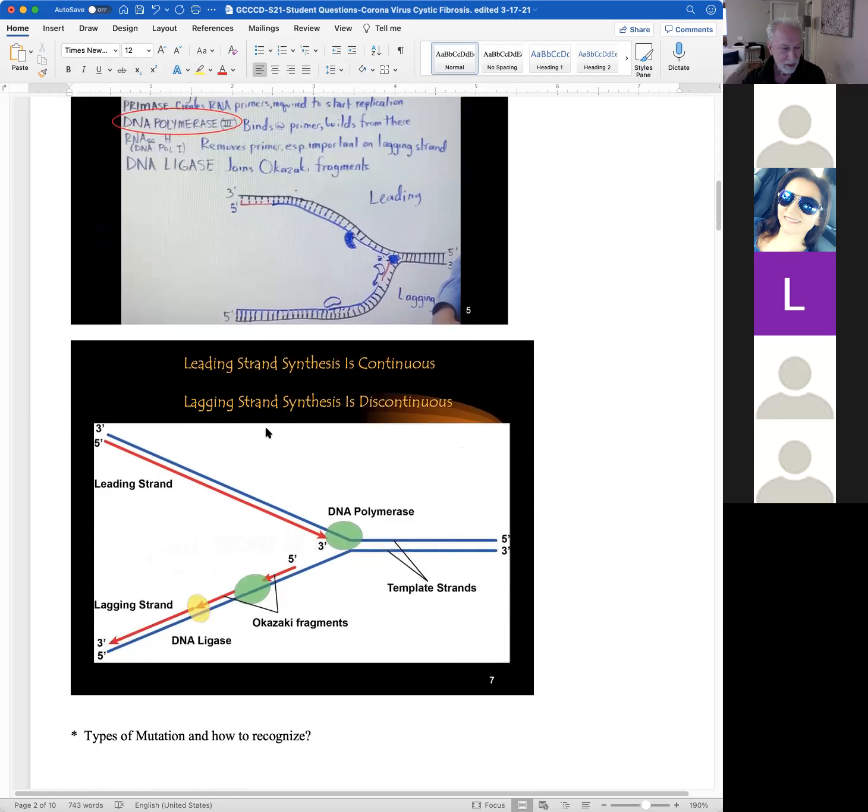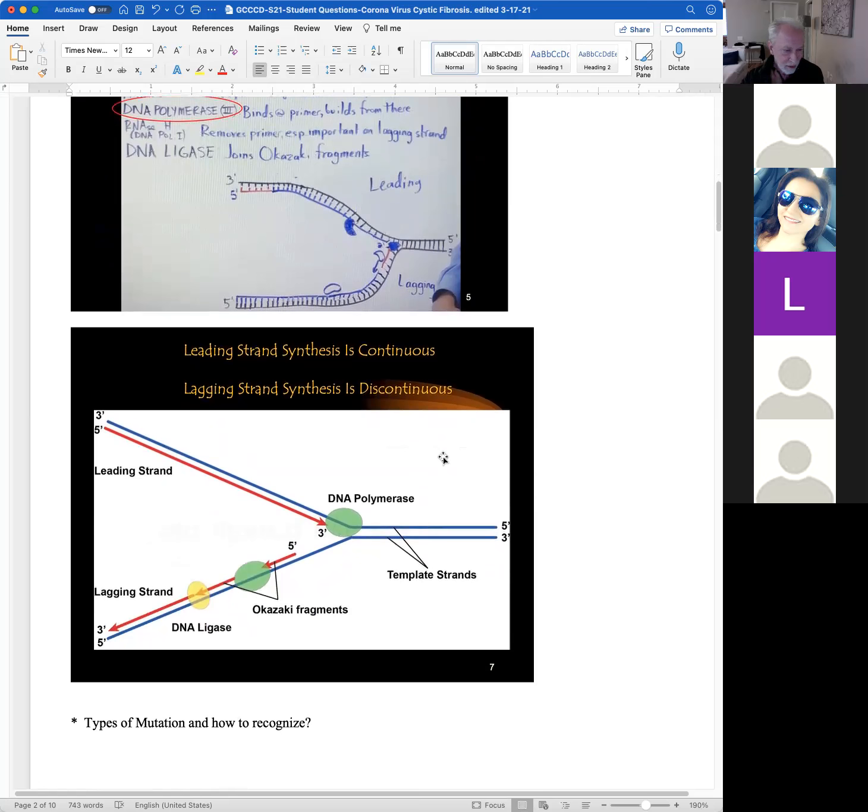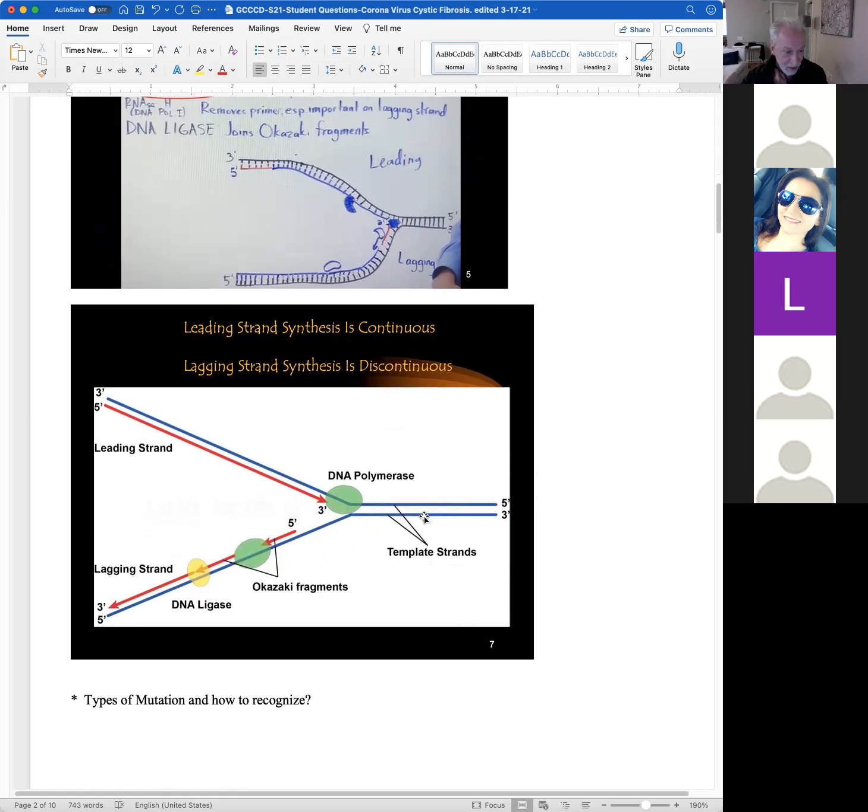And that's shown graphically a little more neatly in the next diagram, where you have the leading strand and lagging strand. The DNA polymerase, the big green ball, is just going continuously on the leading strand and discontinuously on the lagging strand. And you have the addition of the primers keep having to be made, and DNA ligase has to put the Okazaki fragments together.